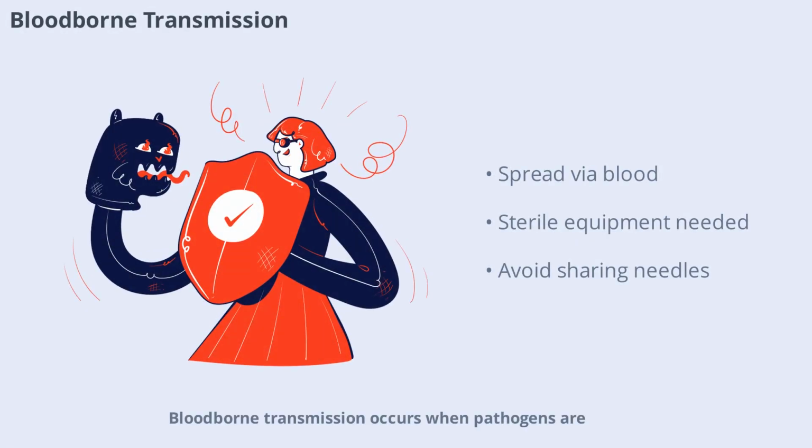Bloodborne transmission occurs when pathogens are spread through contact with infected blood. This can happen via needle sharing, blood transfusions, or open wounds. Diseases like HIV, hepatitis B, and hepatitis C are commonly transmitted this way. Using sterile equipment, safe medical practices, and avoiding sharing needles are essential steps to prevent bloodborne infections.